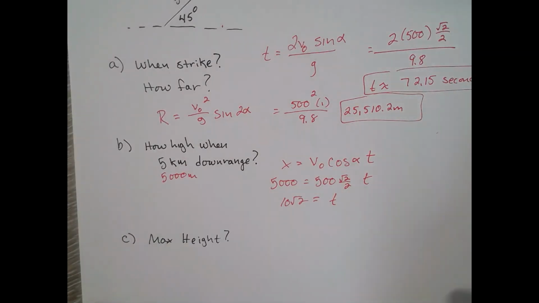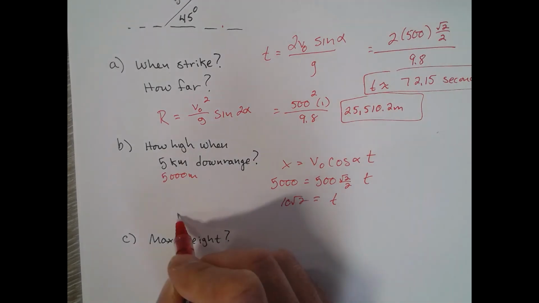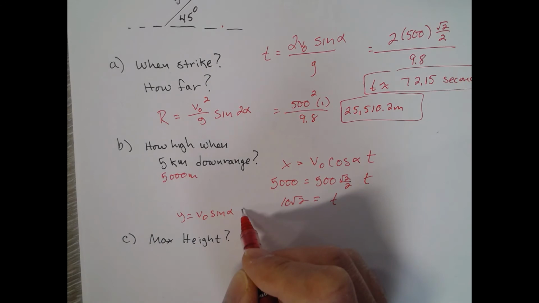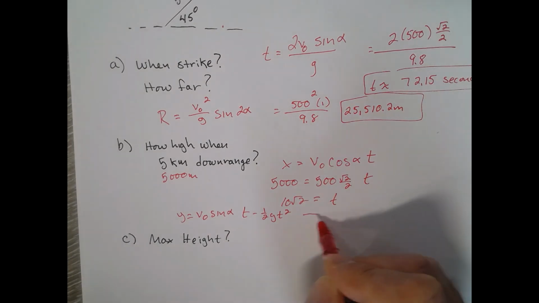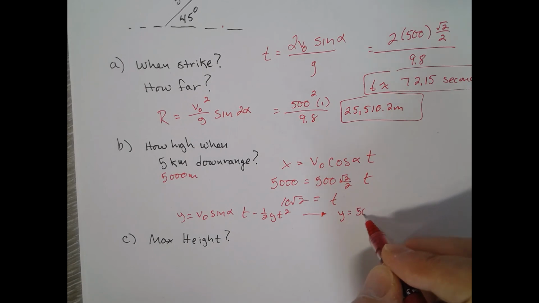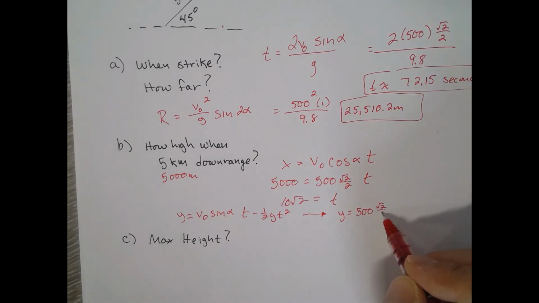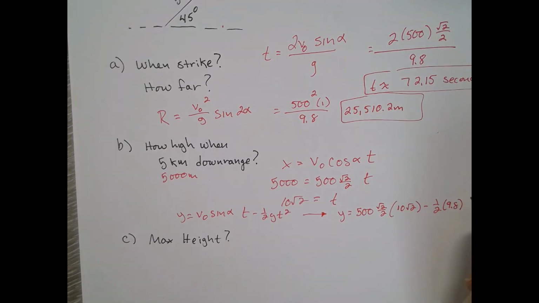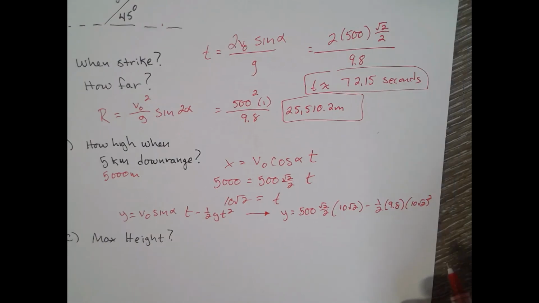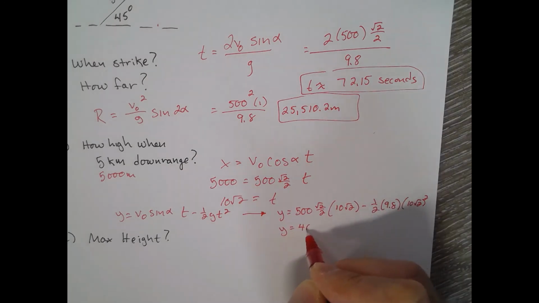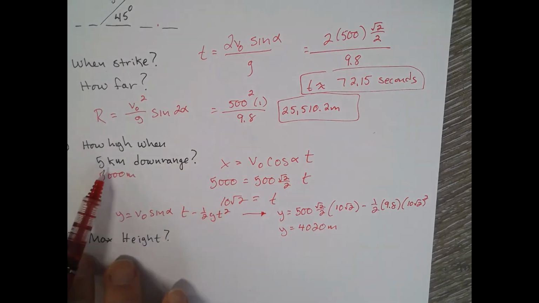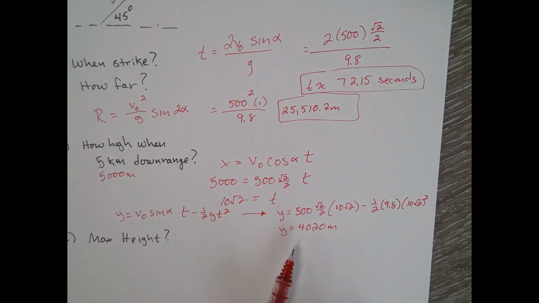We want to know how high it is at that point. So we have the time in which it occurs. Now we need to know the y, the height. So our y equation is v sub 0 sine alpha t minus 1/2 g t squared. So from that, y is equal to 500 times sine of 45, which is square root of 2 over 2, times our time, which is 10 square root of 2, minus 1/2 gravity times t squared. So simplify all of that, I think you get 4,020 meters. So 5 kilometers downrange, the projectile is still 4,020 meters high.